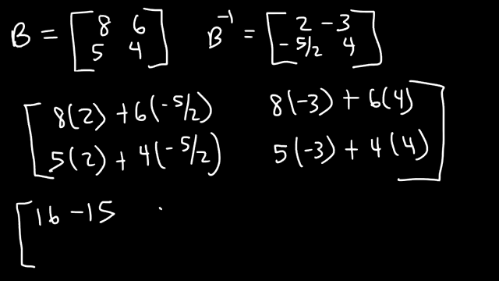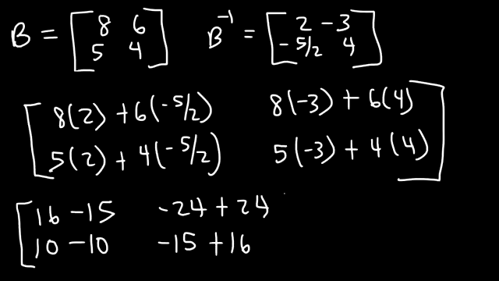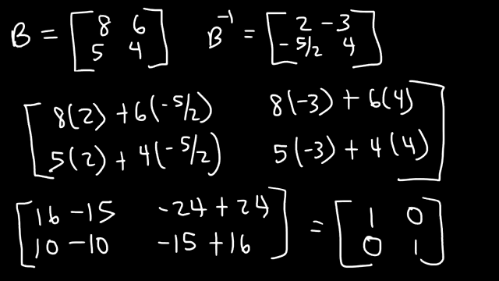8 times negative 3 is negative 24. 6 times 4 is 24. 5 times 2 is 10. 4 divided by 2 is 2 times negative 5. That's negative 10. 5 times negative 3 is negative 15. 4 times 4 is 16. Now 16 minus 15 is 1. Negative 24 plus 24 is 0. 10 minus 10 is 0. And negative 15 plus 16 is 1. So as you can see, we do get the identity matrix 1, 0, 0, 1.